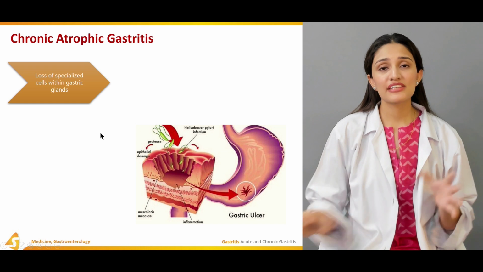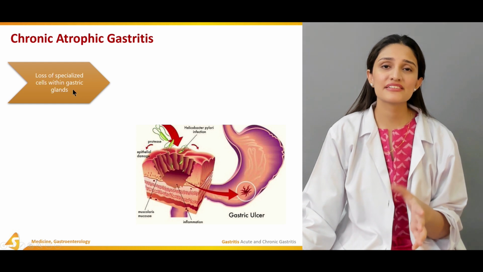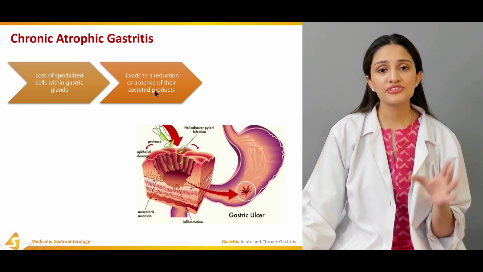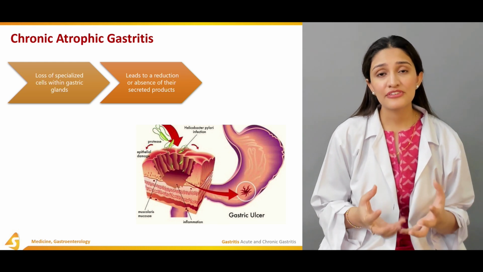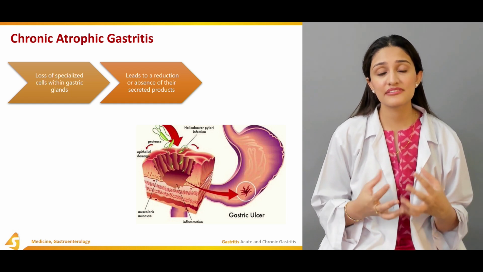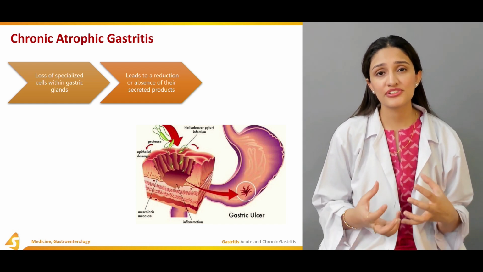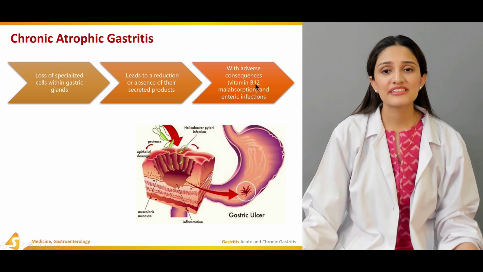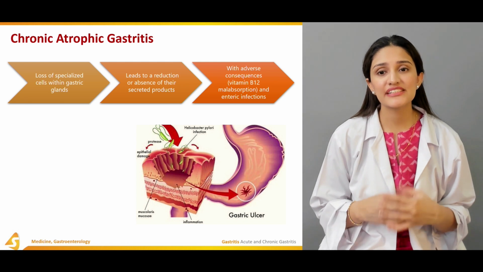So chronic atrophic gastritis has two folds. The first is the loss of specialized cells within the gastric glands, for example the parietal cells, which leads to reduction or absence of the secreted products. Secreted products such as HCl, hydrochloric acid, produced within the stomach mucosa, and intrinsic factor, which is a very important factor for digestion. It would lead to adverse consequences such as vitamin B12 malabsorption, some element deficiencies and enteric infections.